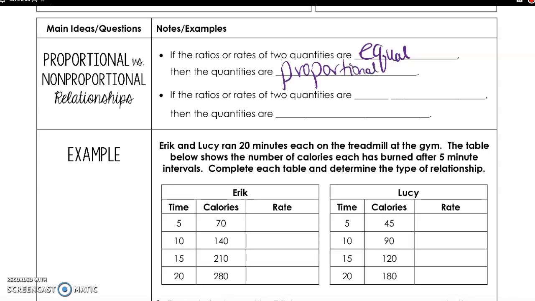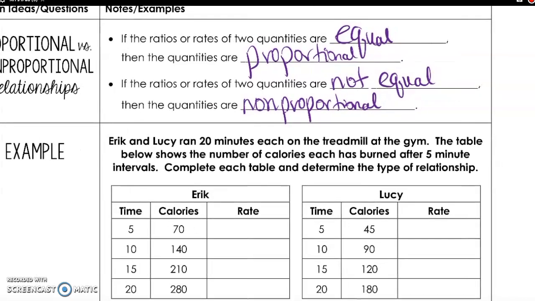So that's going to be your job first, is to decide whether or not the two quantities are proportional or non-proportional. Okay, so if you divide them and you get rates that are not equal, then we would call those quantities non-proportional. All right, so that's all it is, you just have to divide them and find the rate to see if they're equal or not.